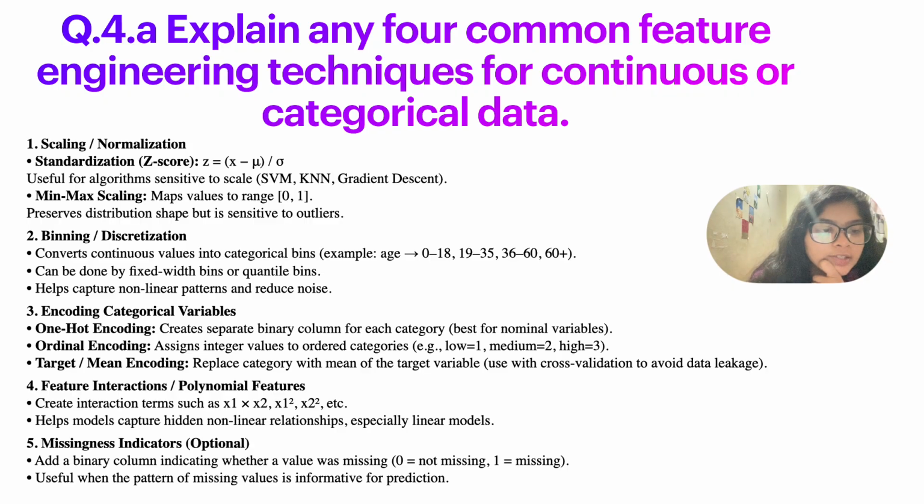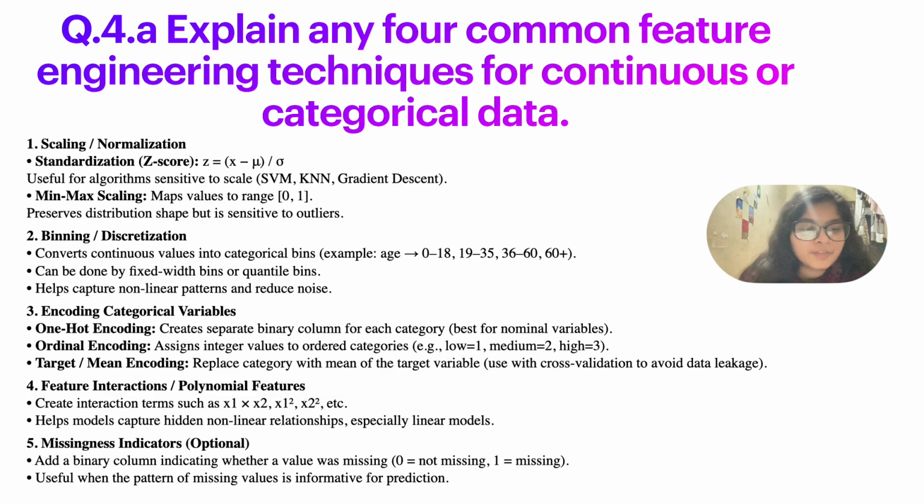Binning, discretization, converts continuous values into categorical bins. If we have numerical data where we have to categorize the data into bins or group them into bins, then we use the method of binning. Suppose 0 to 18 values in bin 1, 19 to 30 values in bin 2. It can be done by fixed width bins or quantile bins. It helps capture non-linear patterns and reduces noise.